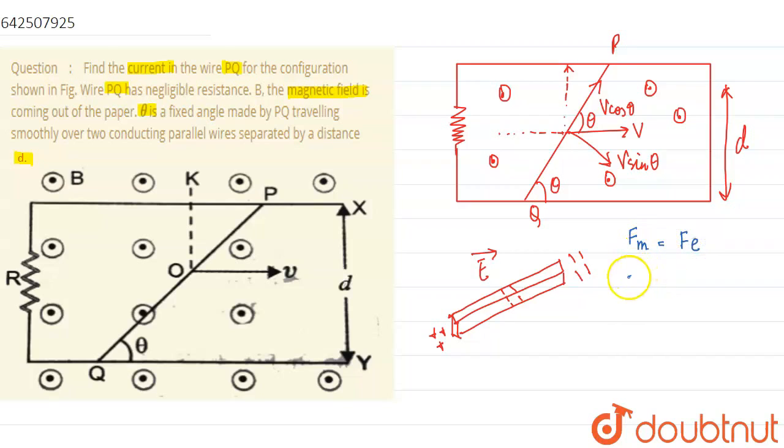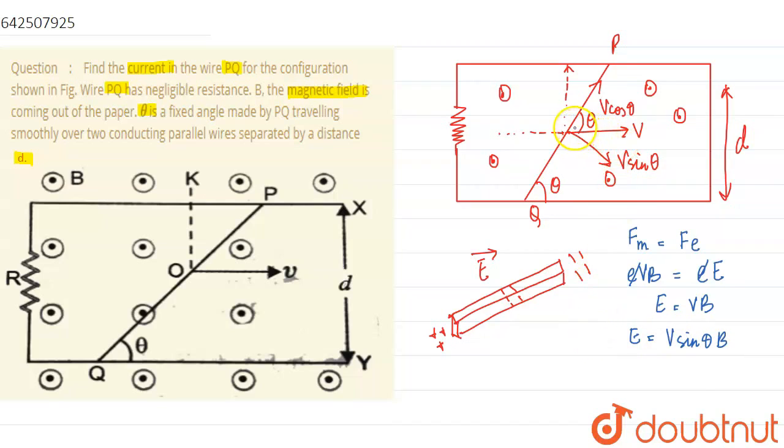What is magnetic force? That is qvB, right? Charge into velocity into magnetic field. And what is Fe? That is qE, charge into electric field. From here we get E as vB, right? So we got this induced electric field. Now which velocity is helping? V sin theta. So we can replace this v by v sin theta, into B. So this is our induced electric field.